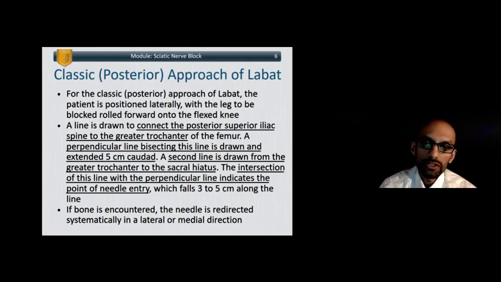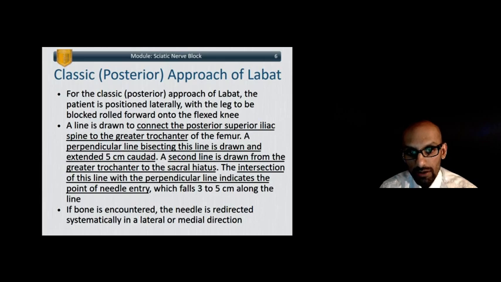The classic posterior approach of the sciatic nerve, the approach of Labat, is well described. The patient is positioned laterally with the leg to be blocked rolled forward onto a flexed knee. And a line is drawn to connect the posterior superior iliac spine to the greater trochanter of the femur. A perpendicular line bisecting this is drawn and extended 5 centimeters caudad. So I'll have an image of this coming up because I know there's a lot of verbiage on this slide.